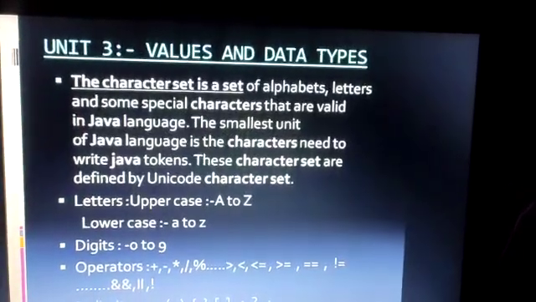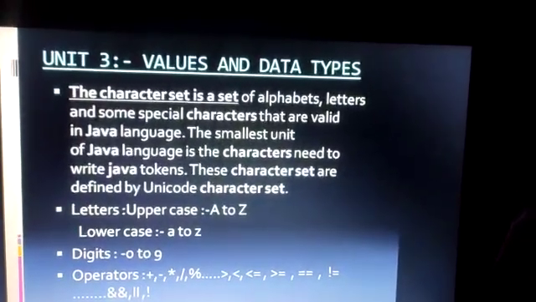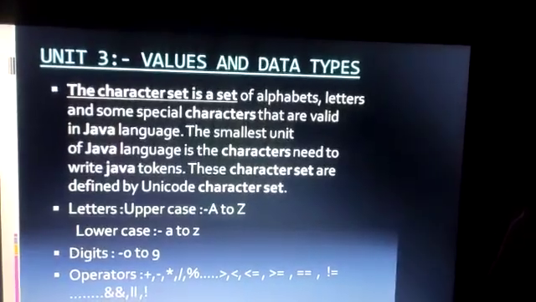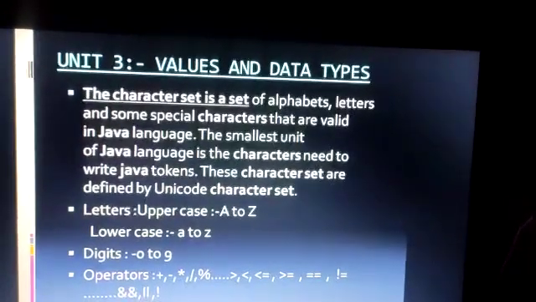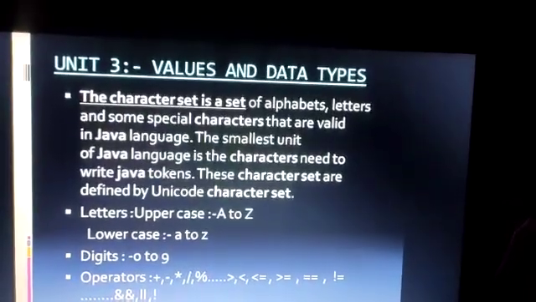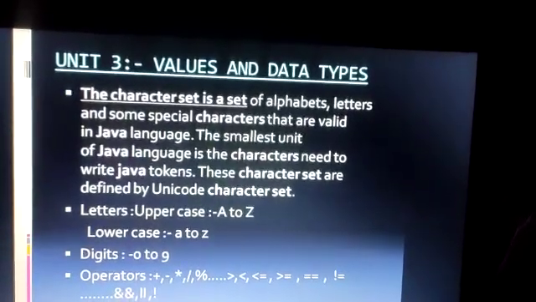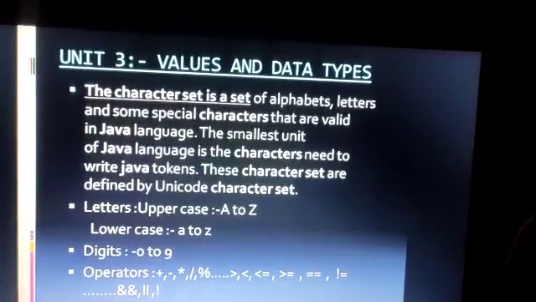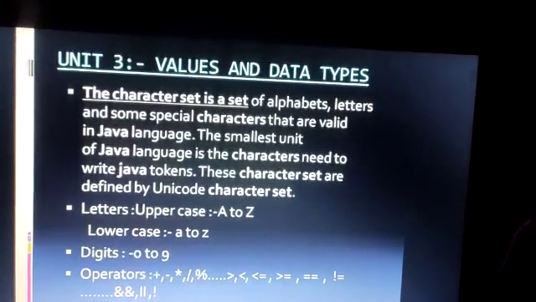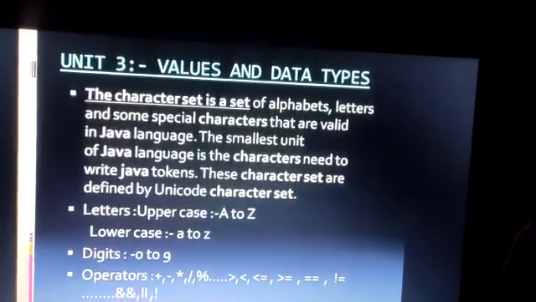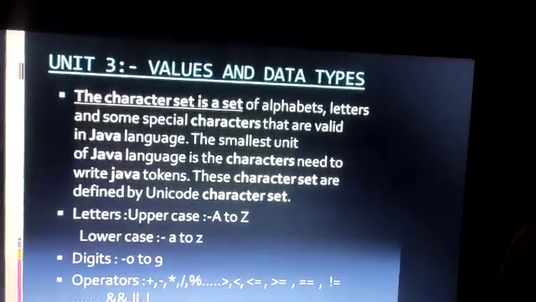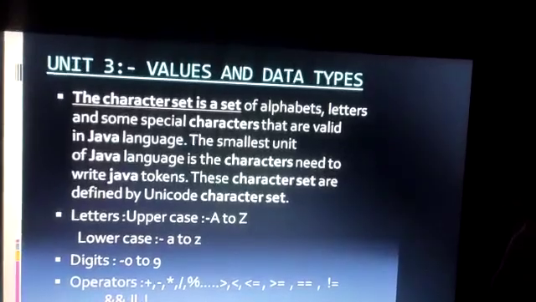Good morning, dear students. So let's start our unit number 3, that is value and data type. So what are the values and data type? The first topic in this chapter is a character set. Character set means the alphabet, letters, some special symbols, keywords, token, identifiers, operators which we generally use to build up a Java program.